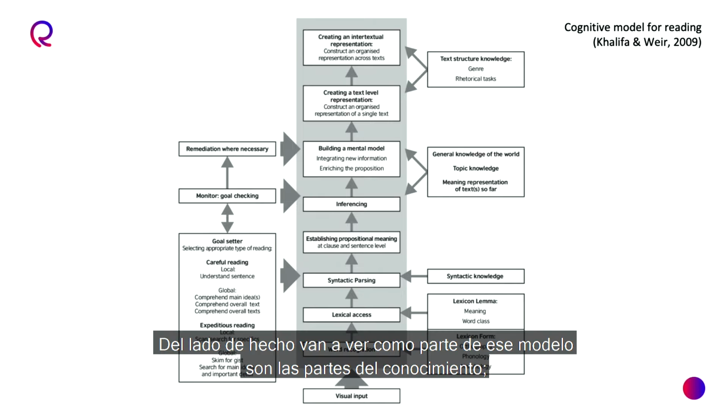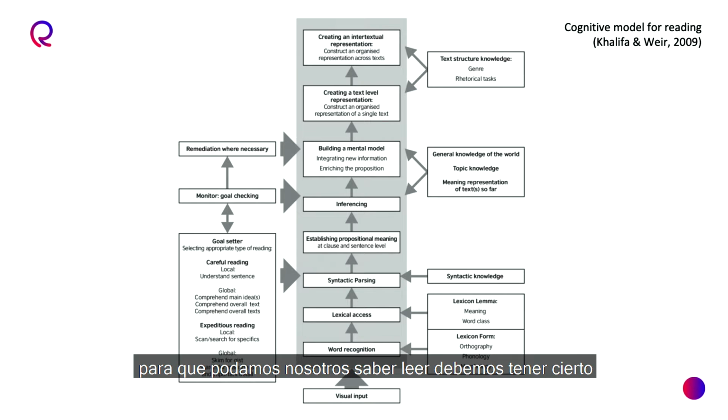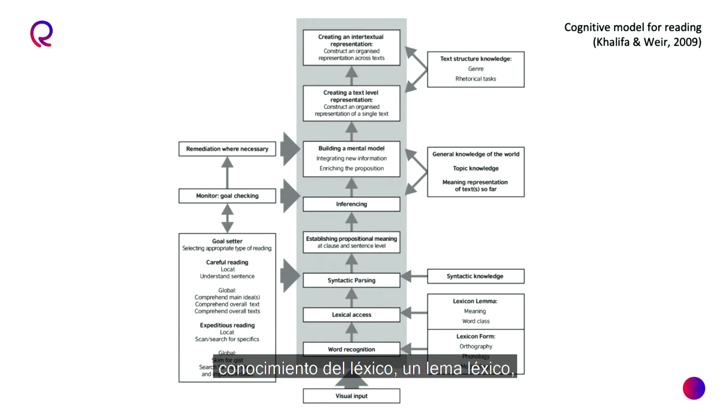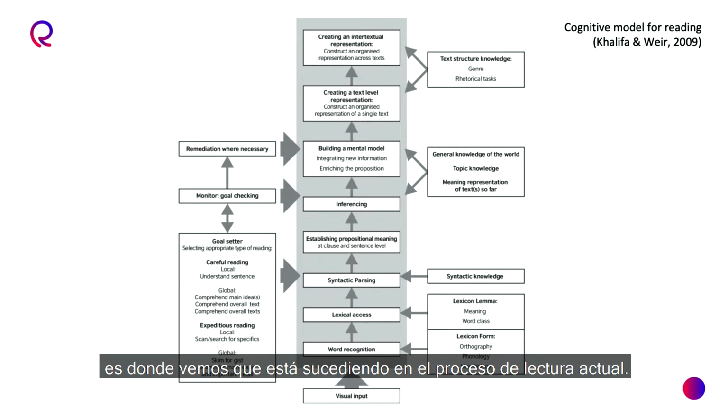On the right side of the screen, you will see as part of that model that there is a knowledge base involved. That is, in order for us to be able to read, we need to have some knowledge of lexical forms and a lexicon lemma. We need to have some syntactic knowledge, and maybe some general knowledge of the world, and so on and so forth.